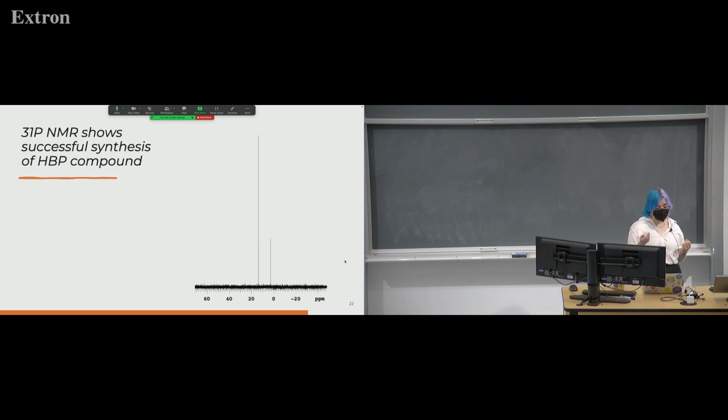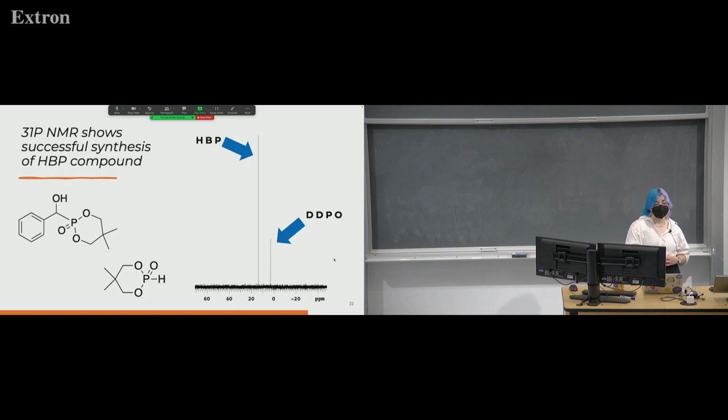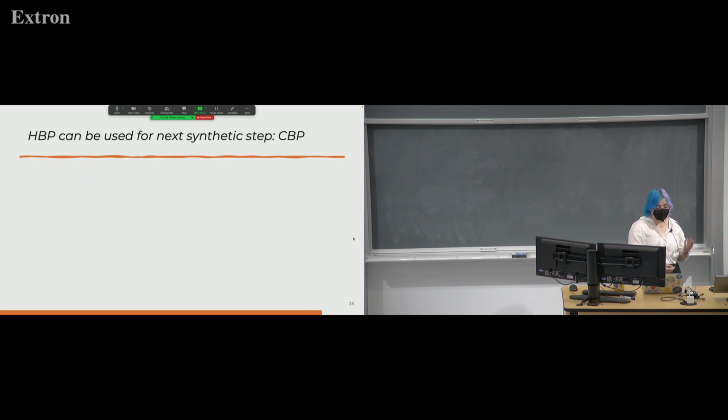Excitingly, again, with phosphorus NMR, I have 2 significant peaks here. We can see that this taller peak is indicative of my hydroxybenzyl phosphonate compound, and this smaller peak actually ended up just being residual DDPO, which is a lot better than some other side products. So that was very exciting. And with that excitement, I moved forward and started making my chlorobenzyl phosphonate compound.